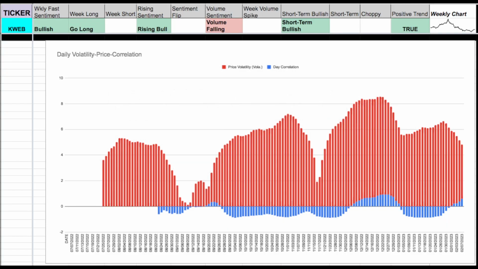Now looking at KWEB volatility, we can see that the volatility continues to trend lower, but on the bottom in the blue, what we can see is that the daily correlation of price to volatility is currently rising. So what we'd hope to expect here is that the volatility would stop going down, because it can't go below zero, and that the correlation starts to fall as volatility starts to rise. Maybe that's the best setup for right now.